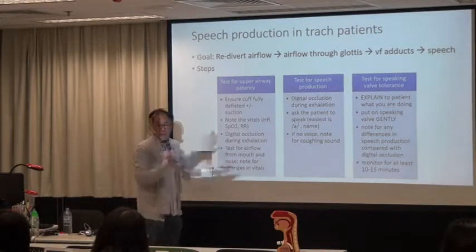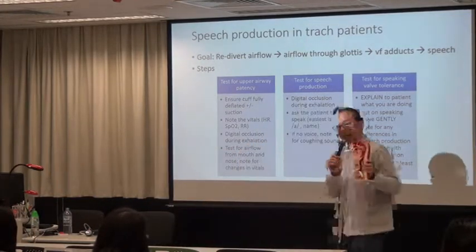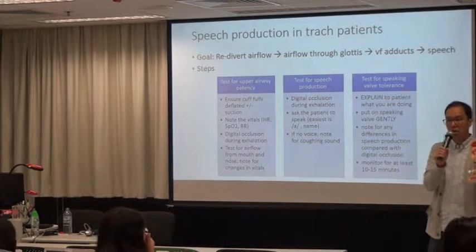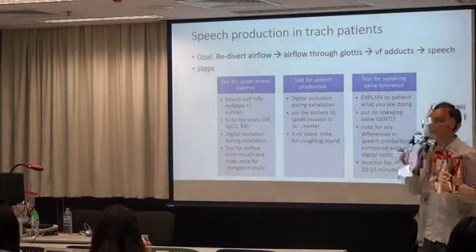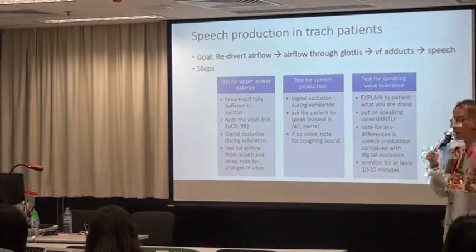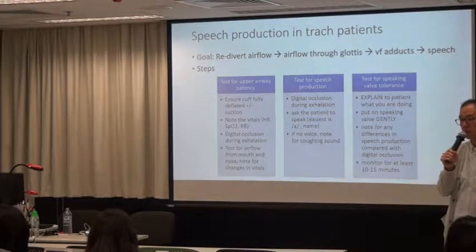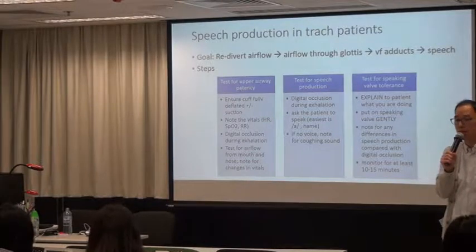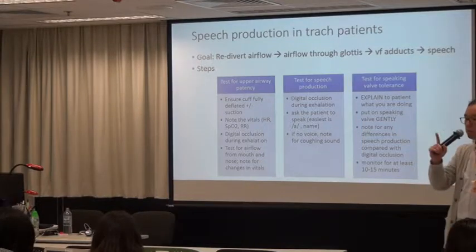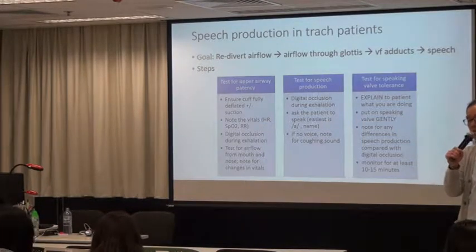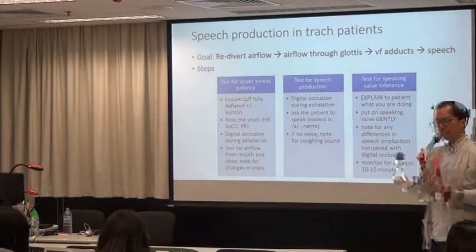The steps to do it. First of all, you want to make sure that the upper airway is patent. Okay, if the patient can't even breathe, then don't think about speaking. Always, respiration comes first. So you want to test for upper airway patency. How do you do that? First, ensure the cuff is fully deflated, because if the cuff is inflated, then you can't really test for it. Then you look at the monitor and note the vitals: the heart rate, the respiratory rate, the SpO2. Then you try to do digital occlusion.